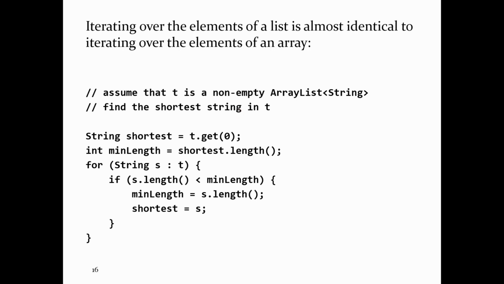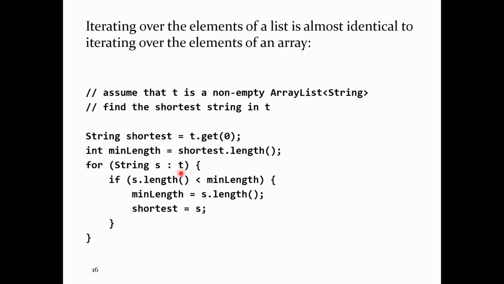This is slightly different from the example we used with an array. Here I have a list of strings, and I would like to find the shortest string in the list, assuming the list is not empty, so there's at least one string in the list. How do you solve this problem? Well, you get the first element out of the list and assume that's the shortest string. You remember its length, and to get the length of a string, it's the length method. Now you loop over the elements of the list, looking at the length of every string.